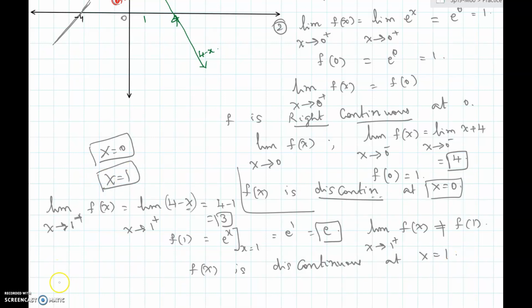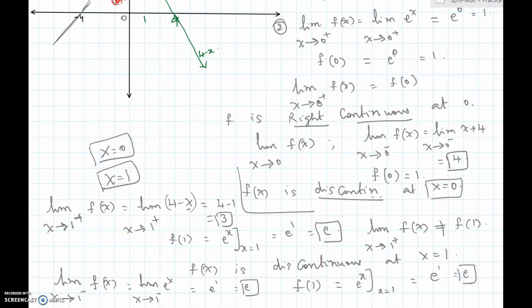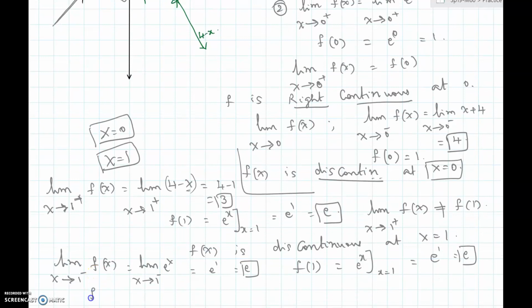Now, we will try to prove that it is left continuous at 1. So what happens? The limit as x approaches 1 minus of f of x: to the left of 1, it behaves like e to the x. So you have to plug in, so it is e to the 1, which is equal to e. But what is f of 1 though? f of 1 is again e to the x with x replaced by 1, which is again e to the 1, e. So this shows that f of x is left continuous at 1.